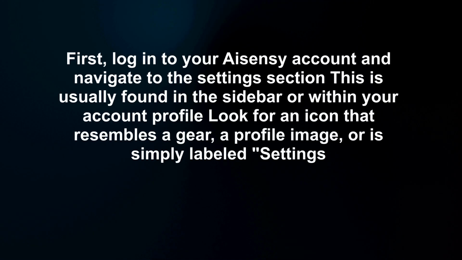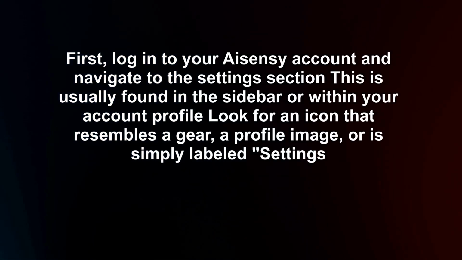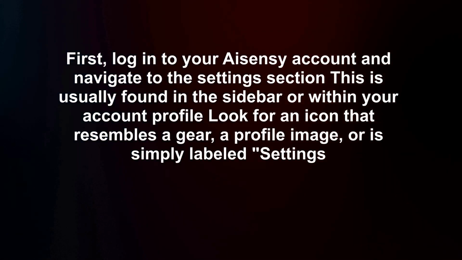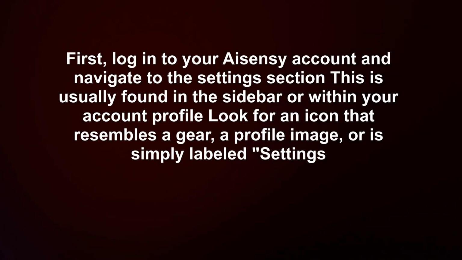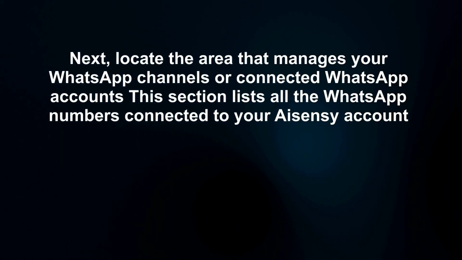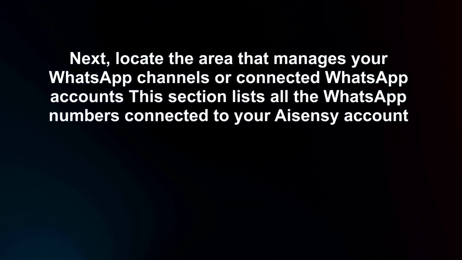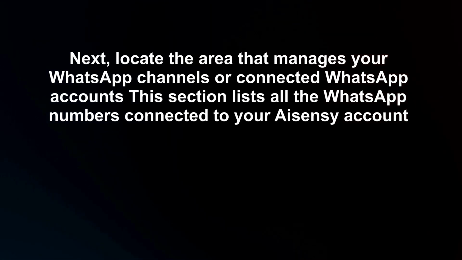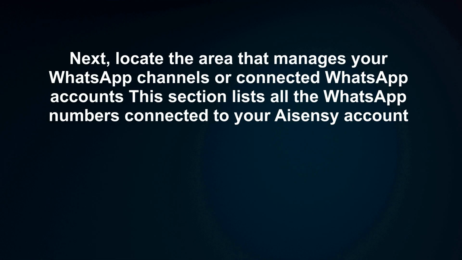This is usually found in the sidebar or within your account profile. Look for an icon that resembles a gear, a profile image, or is simply labeled settings. Next, locate the area that manages your WhatsApp channels or connected WhatsApp accounts. This section lists all the WhatsApp numbers connected to your Aisensy account.